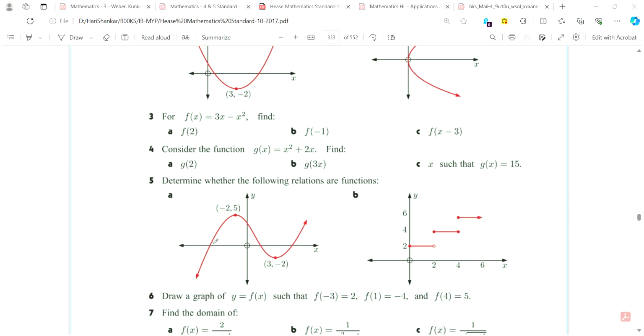I think it should be negative x squared plus 9x minus 18. All the things are correct, but the sign of x squared should be negative. All right, come to number 4.